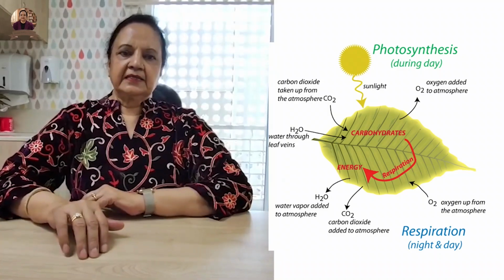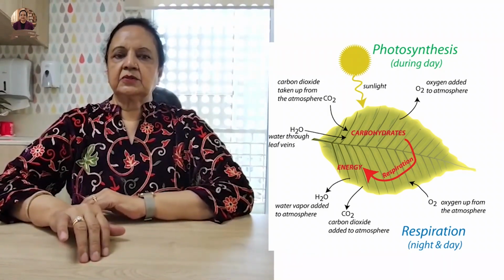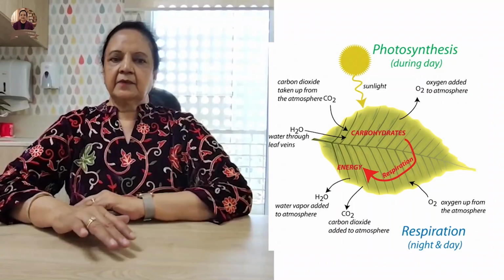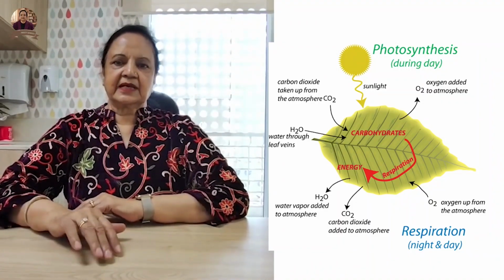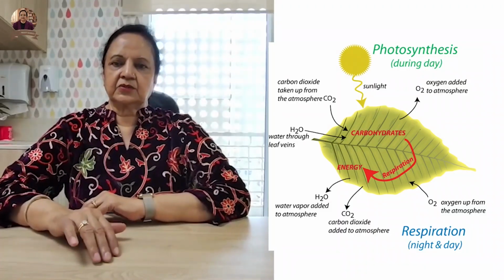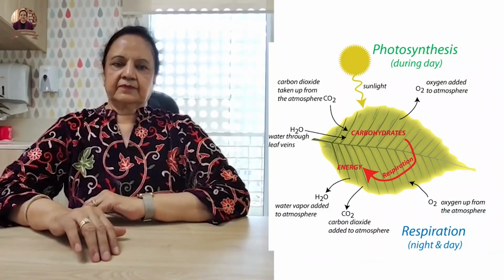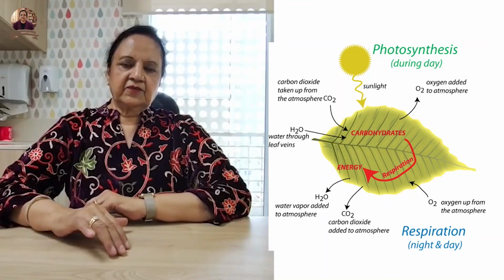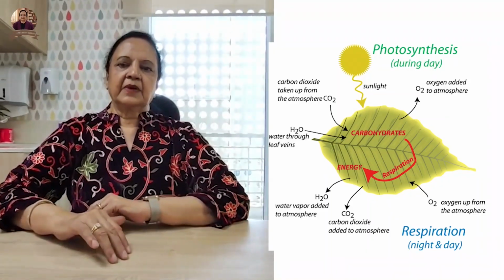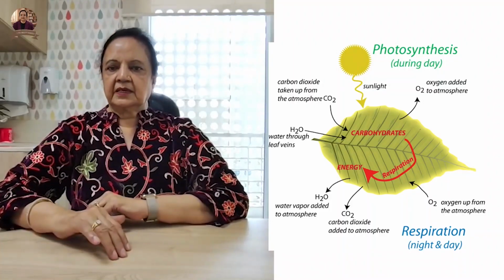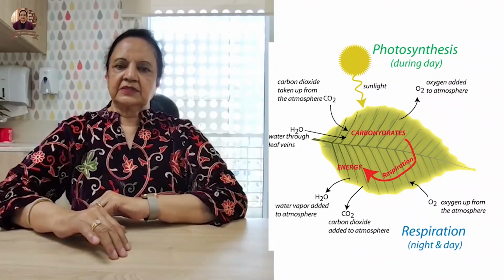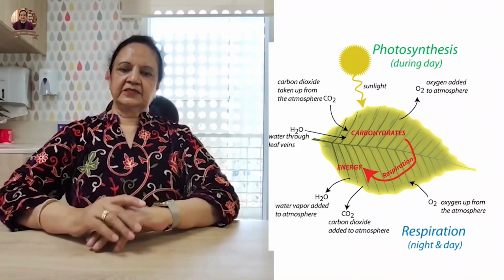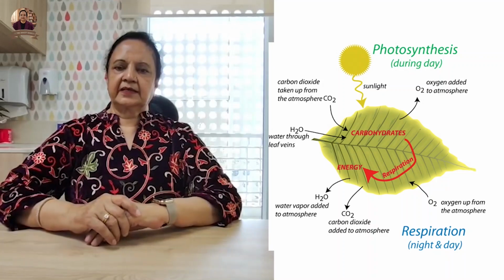The complete balanced equation is 6CO2 plus 12H2O, in the presence of light and chlorophyll, forms C6H12O6 plus 6O2 plus 6H2O. Raw materials required for photosynthesis are carbon dioxide from air through stomata, water from soil through the roots. Products: glucose food, oxygen is the byproduct. Site: chloroplast, which contains the green pigment chlorophyll.